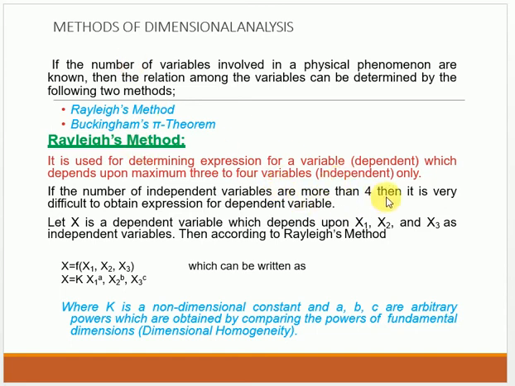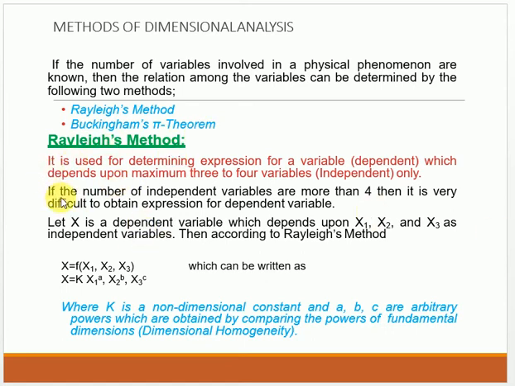If you have more than 4, it is laborious to derive, and it gets more confusing. That's why we have the second method, known as Buckingham's pi theorem. The Rayleigh method's limitations are overcome by using the Buckingham pi theorem. The procedure in Buckingham's pi theorem will be similar, but some deviations will be there. We'll discuss them in detail when we get to the Buckingham pi theorem.